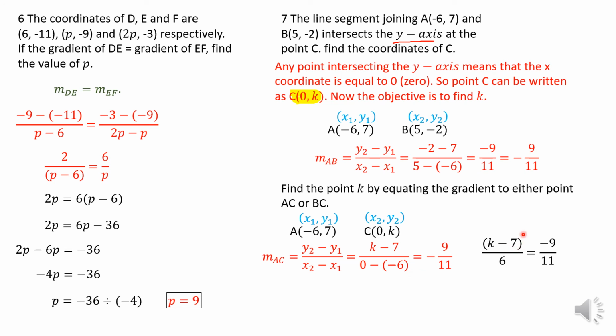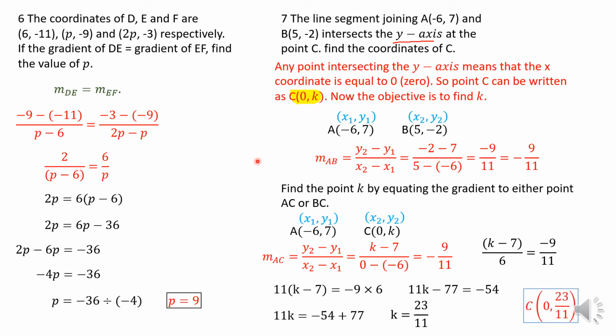Okay, so once you are here, you can clean this up. You get k minus 7, put it in brackets because you have to do cross multiplication of some sort, as I've done here. And now I'm going to get 11k minus 77 is equal to negative 54. If you clean that up, you're going to get k equals 23 over 11 as an improper fraction, or you're going to get 2 and 1 over 11. So you can keep it like that. But remember the question asks us to find the coordinates. And I know that 0 is there, so my coordinates is going to be the point 0, comma 23 over 11.